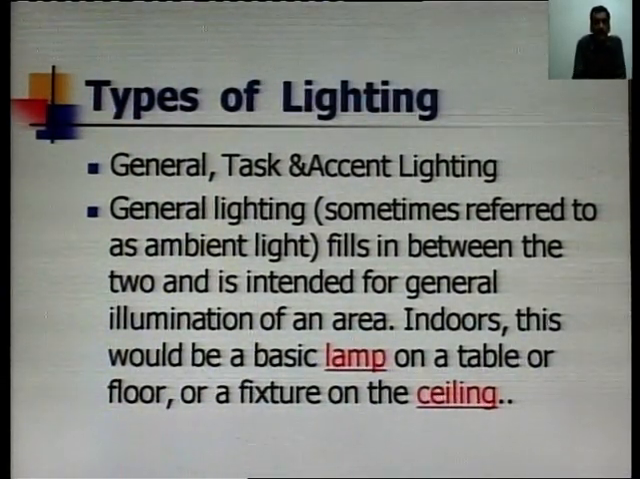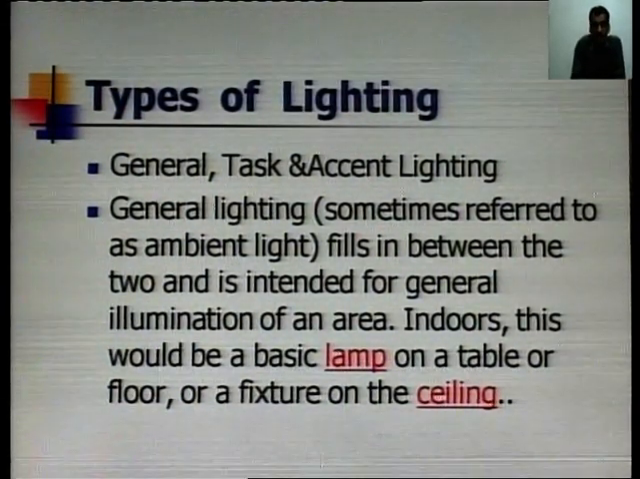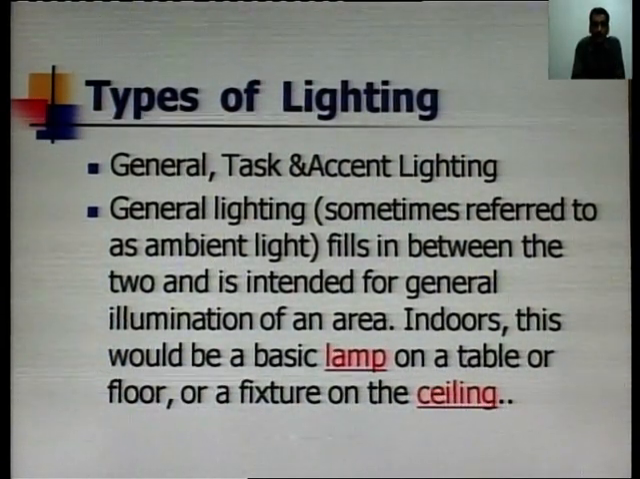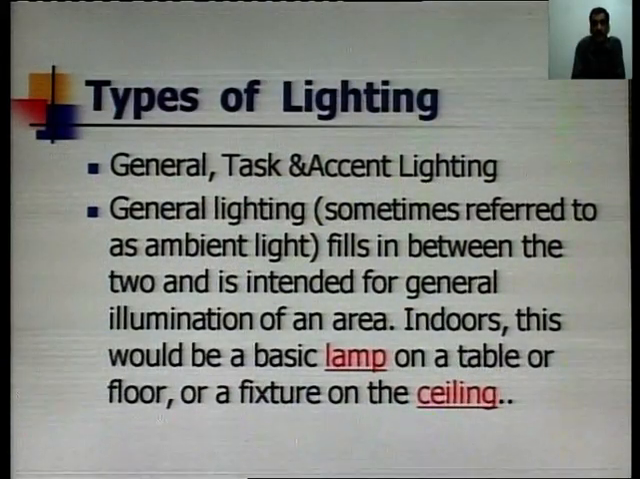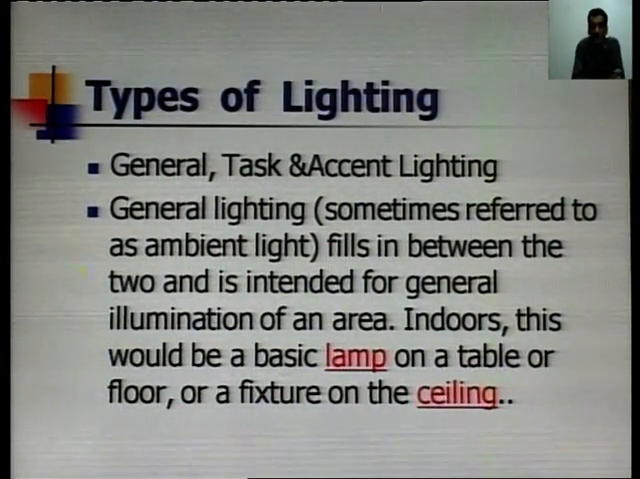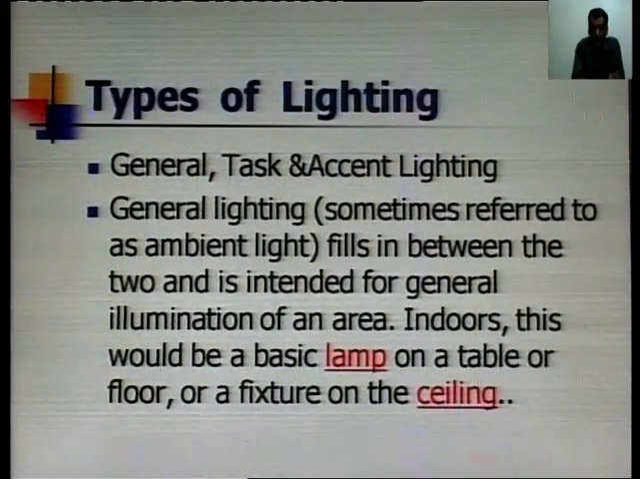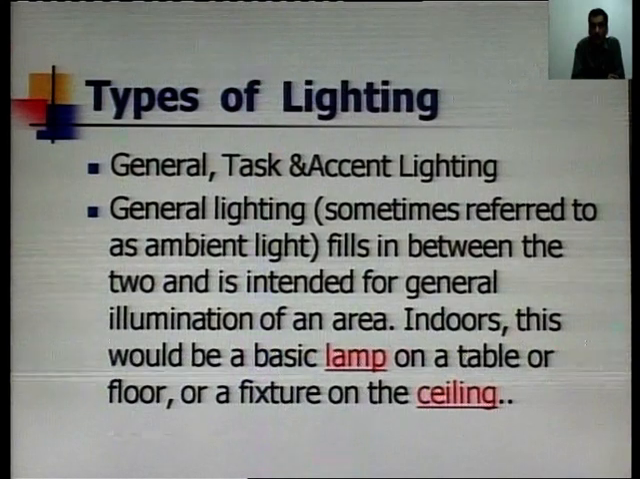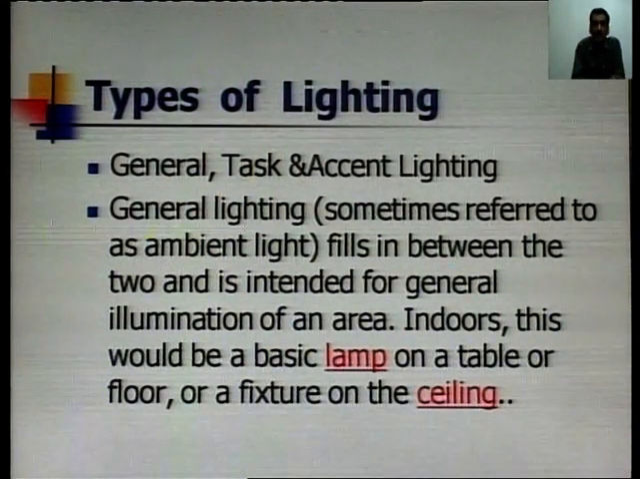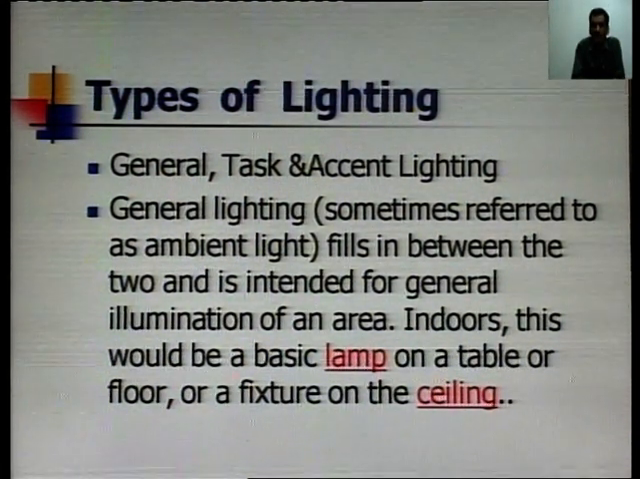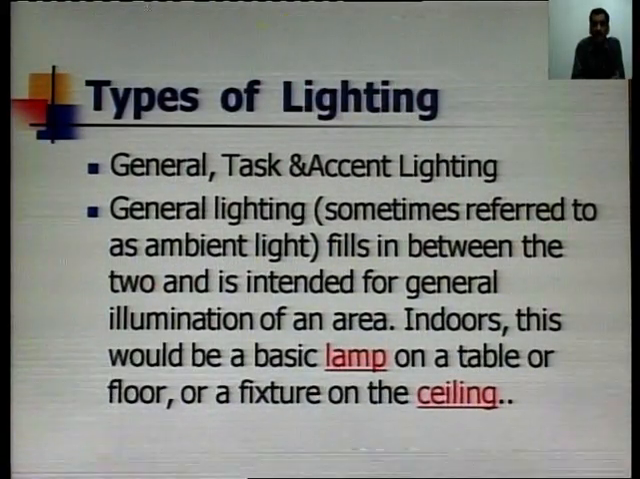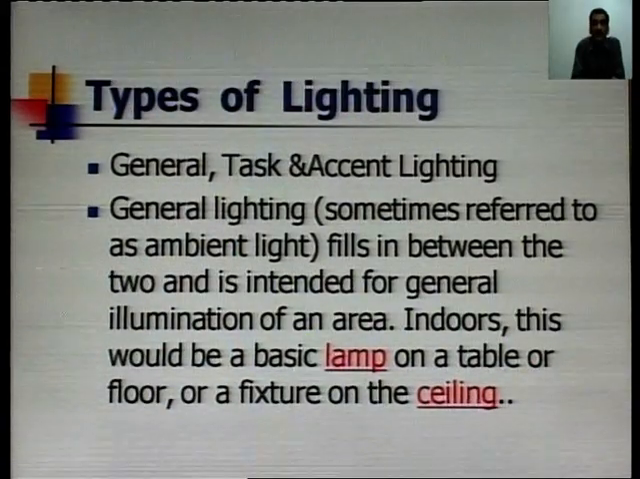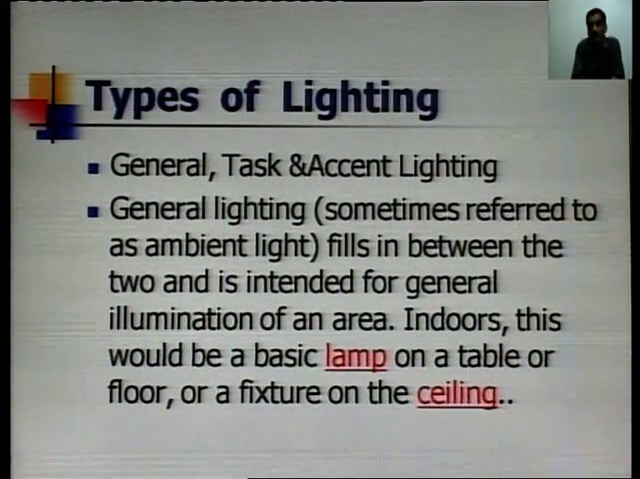Then we'll discuss what exactly the types of lighting are. There are basically three types of lighting: general, task, and accent lighting. We'll take every part one by one and discuss it in more detail. First of all, what is general lighting? General lighting is sometimes referred to as ambient light. It fills in between the two and is intended for general illumination of an area.